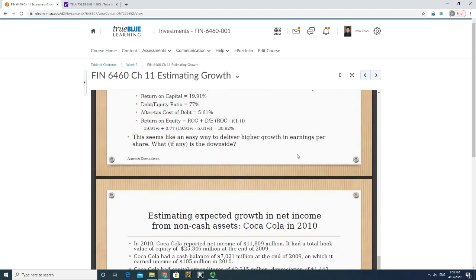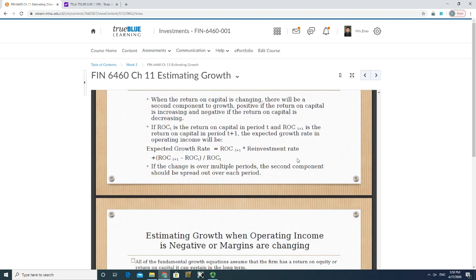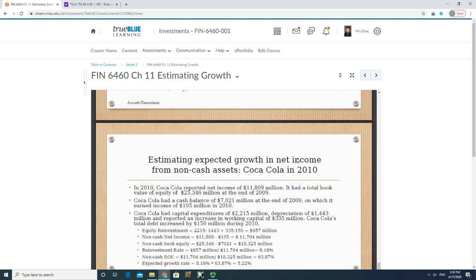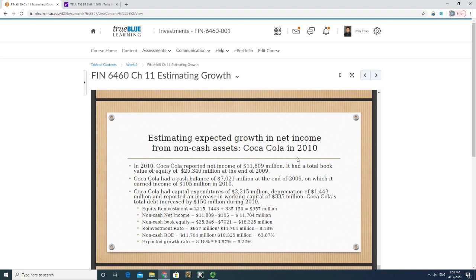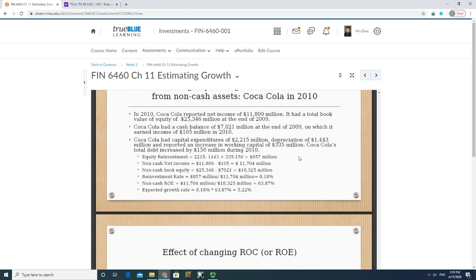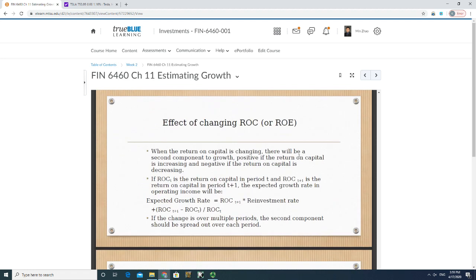So here's one example estimating the growth rate for a specific company. I want you to go through the illustration in chapter 11. This Coca-Cola in year 2010 is from the textbook, and I want you to look at this example to see how you can get a reasonable estimation of the growth rate based on this fundamental approach, which emphasizes the importance of investment, whether it's from the equity perspective or from the operating earnings perspective. A little bit of calculation, yeah, but it's pretty straightforward.